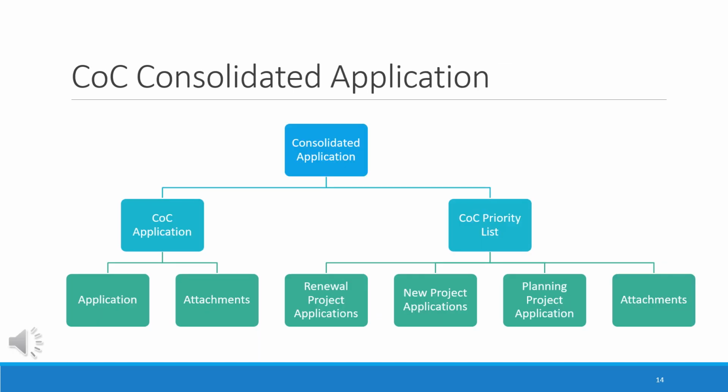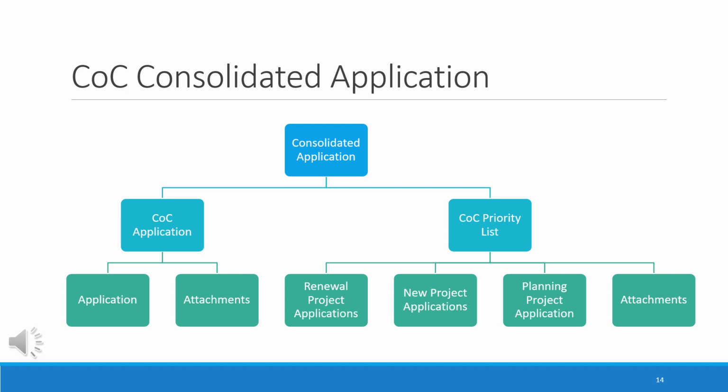Let's talk a little about the parts of the CoC consolidated application. The CoC's consolidated application has 2 parts in eSnaps that must be submitted, the CoC application and the CoC's priority list. The CoC application consists of the CoC level application and a series of attachments. These attachments are documentation backing up assertions made in the application and are typically related to the rating and ranking process, public housing authority preferences policies, and housing and healthcare leverages.